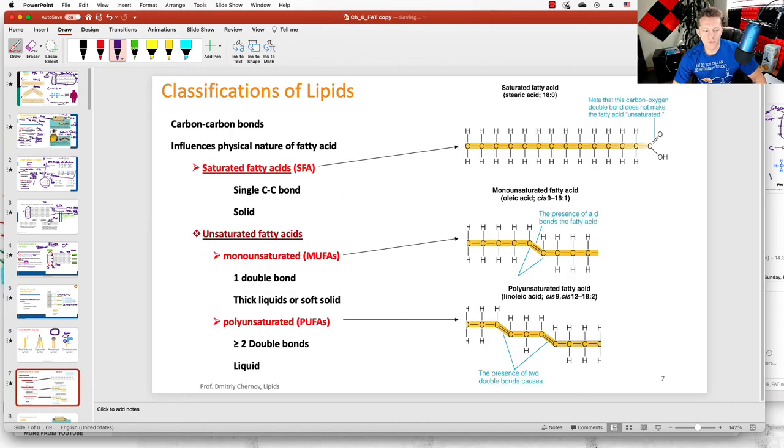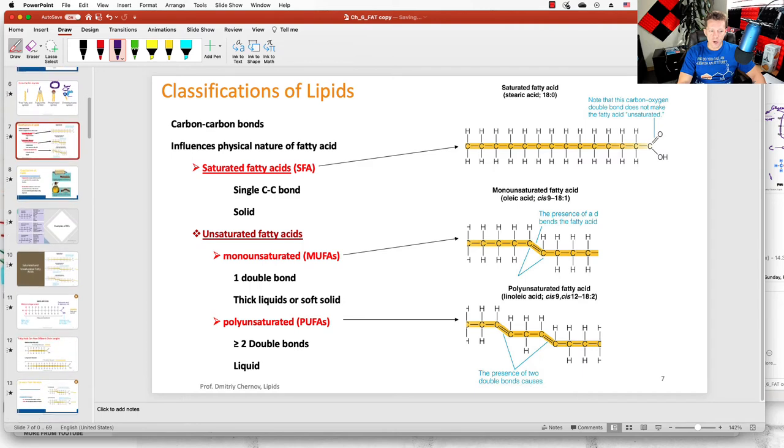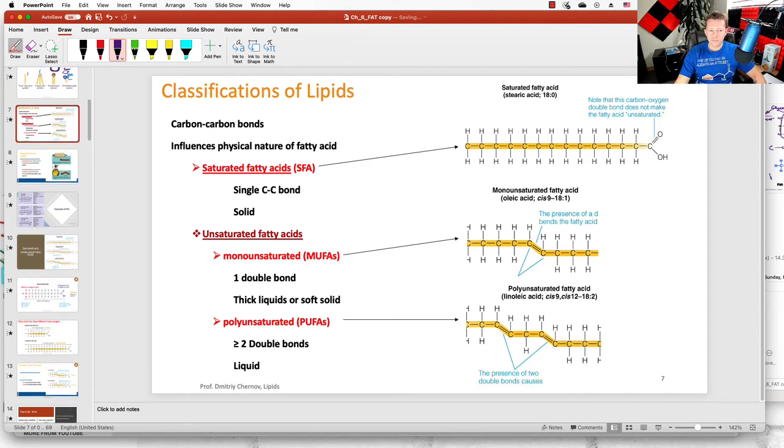Classification of lipids. This slide, number 7, basically summarizes everything we covered so far. Carbon to carbon bonds influence the physical nature and appearance of fatty acids. Saturated fats have a single carbon to carbon bond and are solid. Under the unsaturated fats we have monounsaturated MUFA and polyunsaturated PUFA. One double bond here gives the kink, and you see hydrogens on one side, that's important to pay attention to. Polyunsaturated fats, PUFAs, have two or more double bonds, and they're liquid. Also, hydrogens on one side, not on the opposite. You will see why that's important.